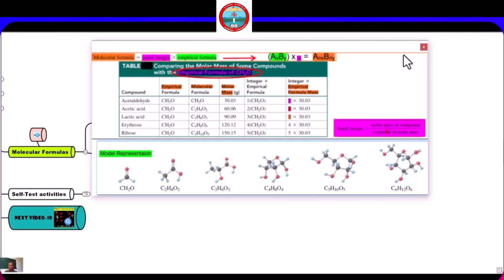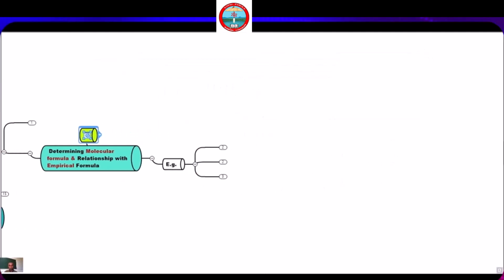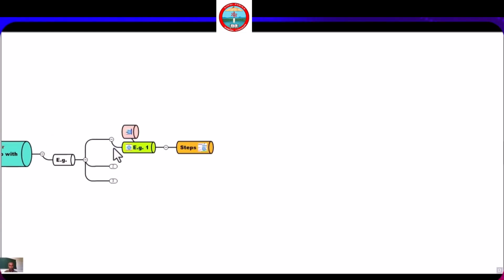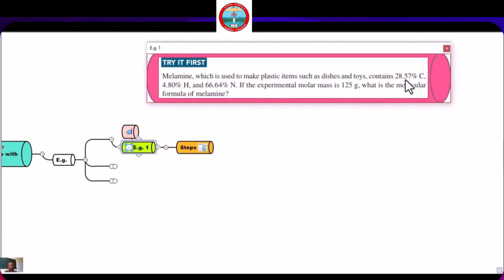So how can we determine the molecular formula? Let me explain this by 3 examples. The first example is this one. In this, we have given the percentage of carbon, hydrogen, and nitrogen, and we have given that the molar mass of the molecular formula is 125 gram. You are asked to determine the molecular formula.